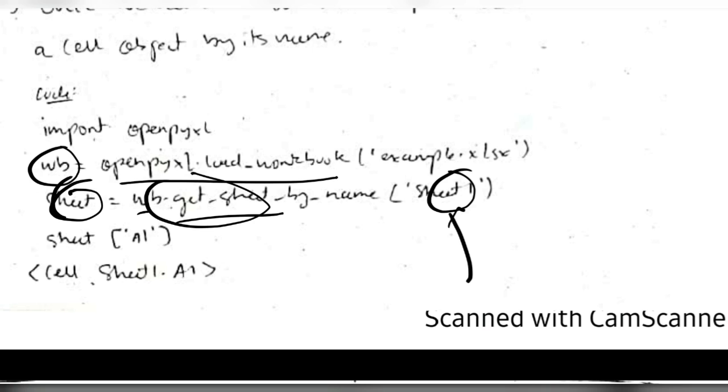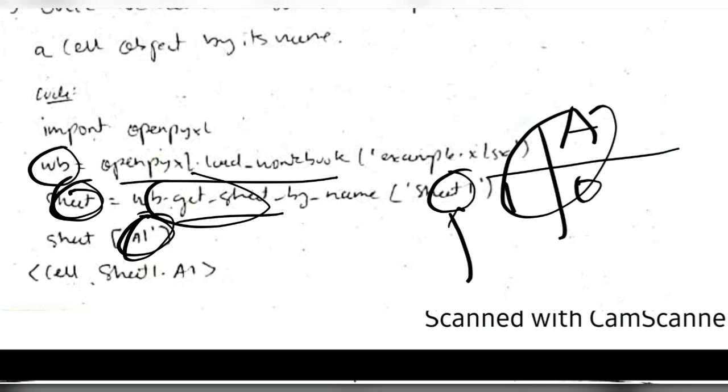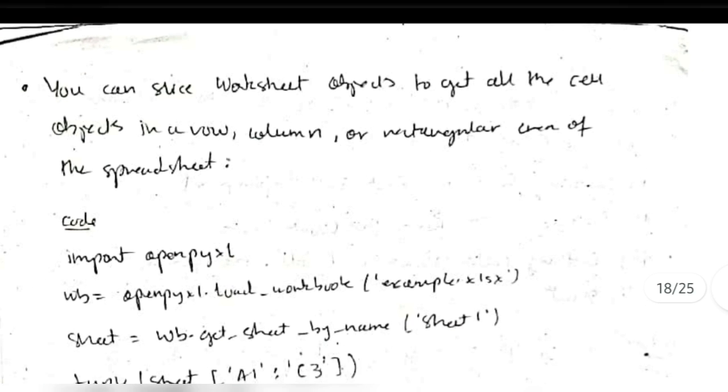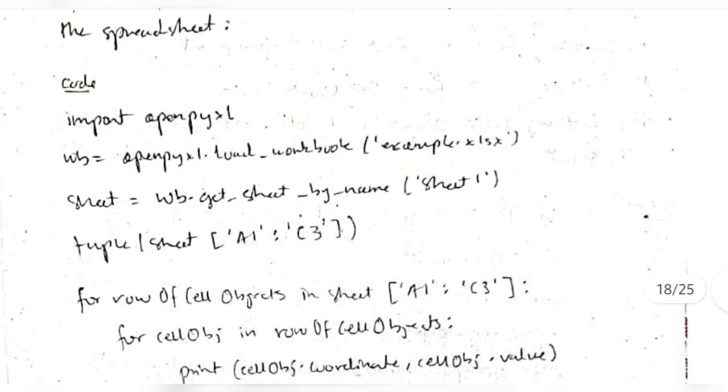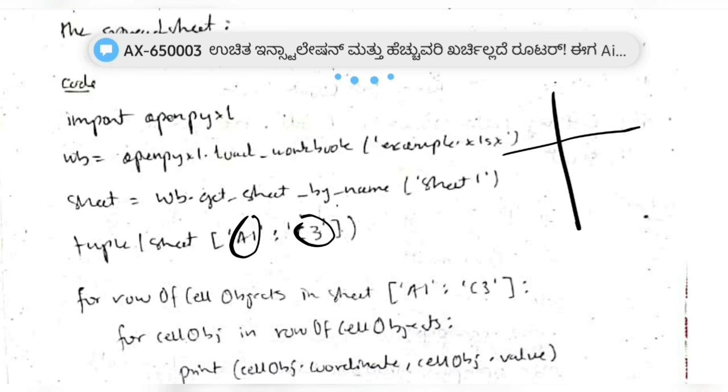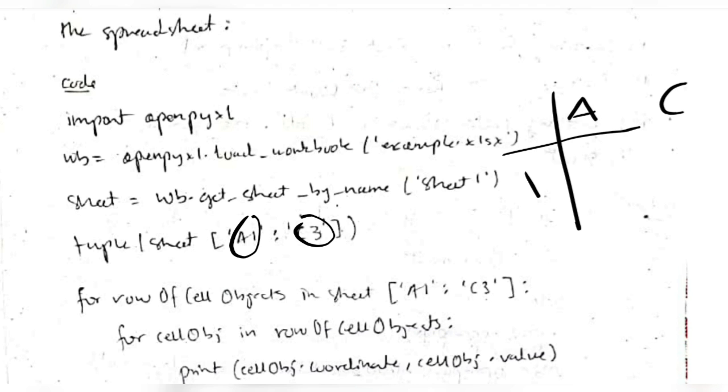So after you have created an object, in that object you specify which cell, which column, or which row you want to access. Okay, A1 means first row and first column. This cell you are accessing, and you can slice the worksheet object to get all the cells of the object in a row. And how do we slice? By A1 till C3. So A1 till C3 means whatever rows are here, that will be accessed.